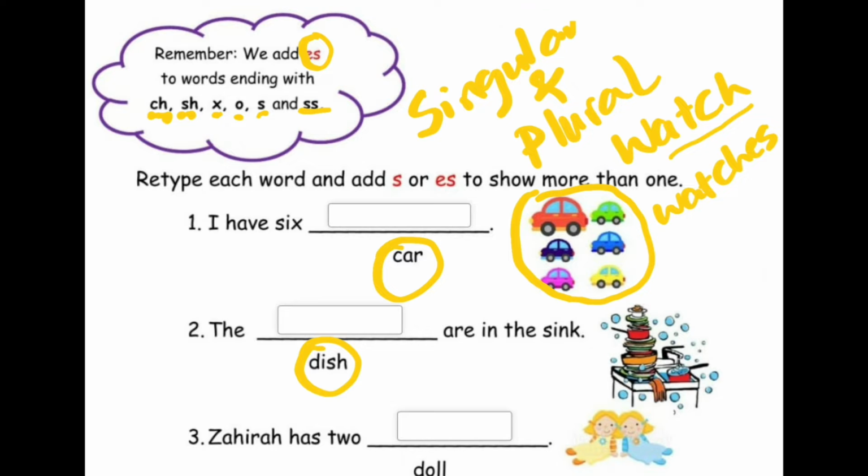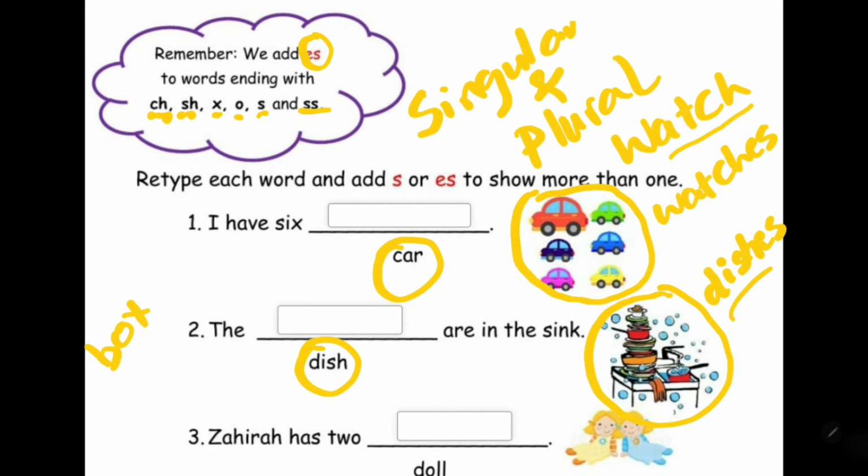Then coming to sh, words ending with sh. What are the words you know that end with sh? Like here it's written dish. There is one dish, but here in the picture there are many dishes. So what are we going to do? Add es. When there are many, we will add es. Dishes. Understood? Now coming to x. Tell me one word that ends with x. Box. There is one box, but there are many boxes.